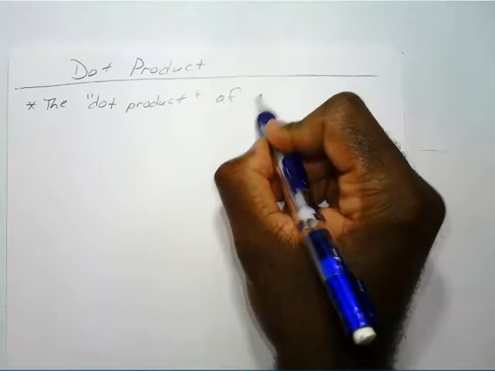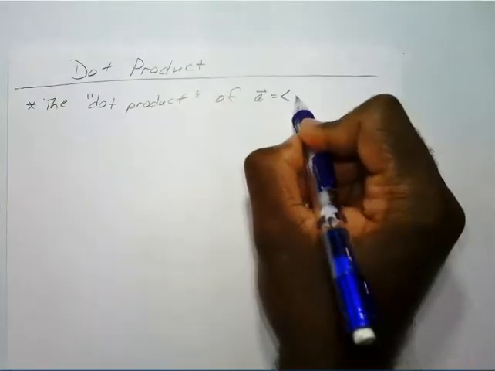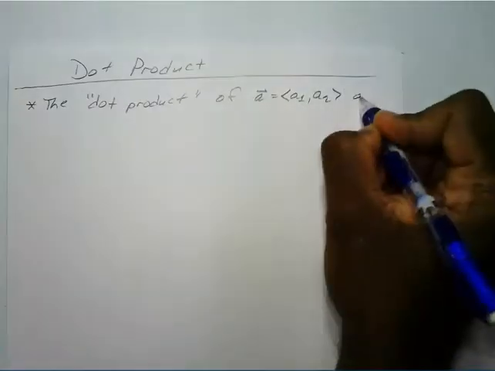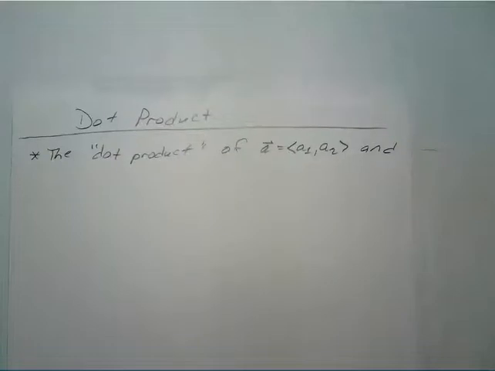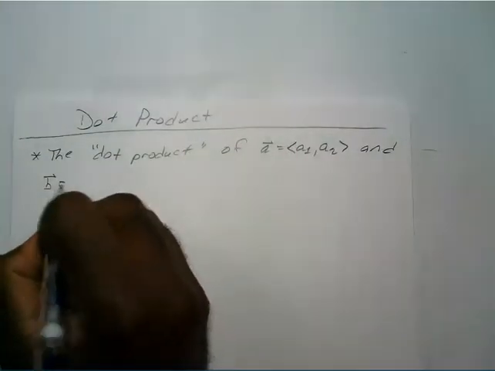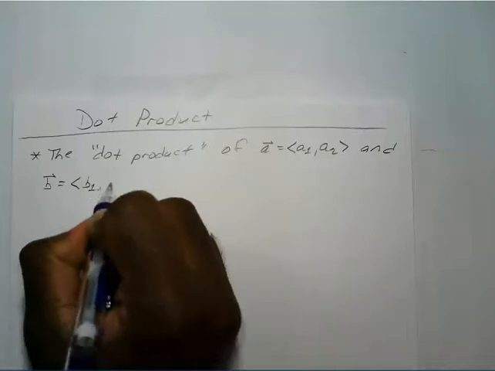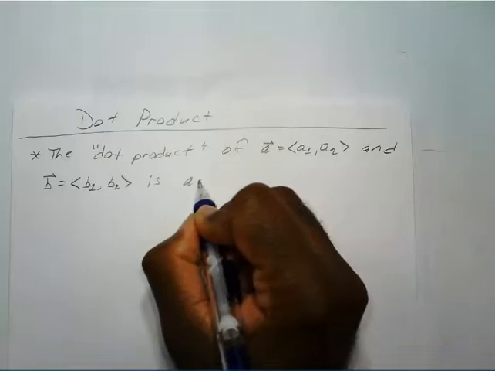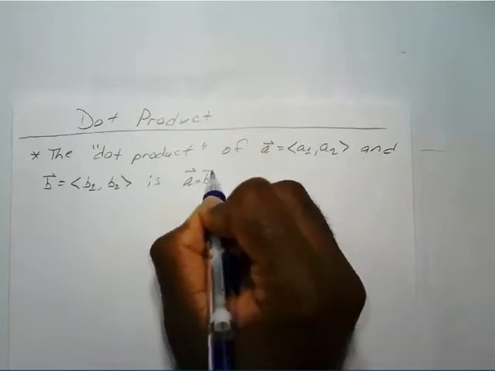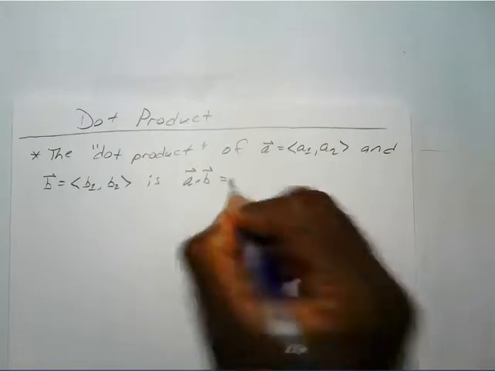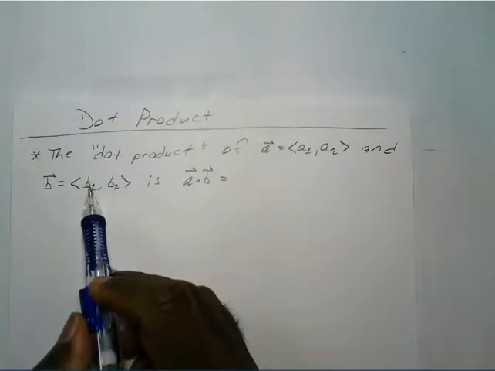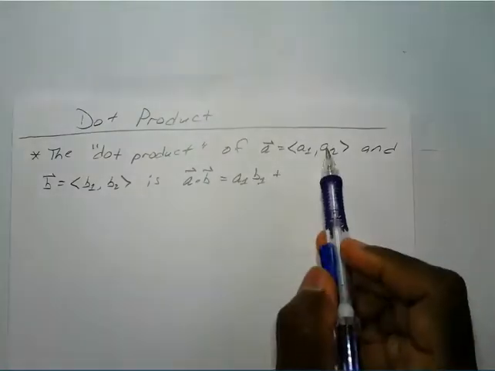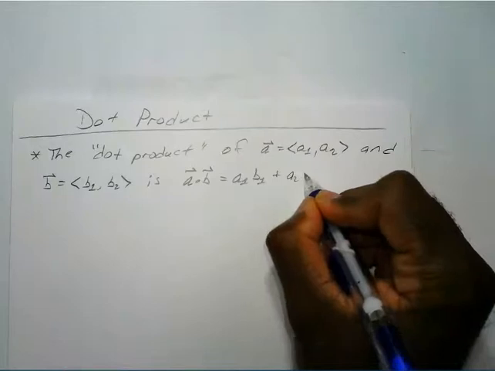of, let's say, vector A that has the components A1 and A2, and let's say vector B, which of course has two components we'll call B1 and B2, is: A dot B, or the dot product of A and B, is equal to multiplying the first components, A1 and B1, plus multiplying the second components, A2 and B2.